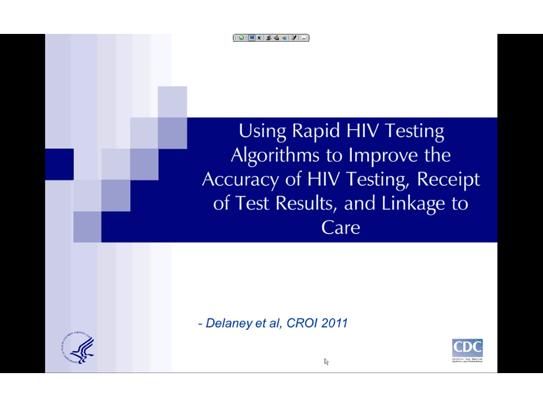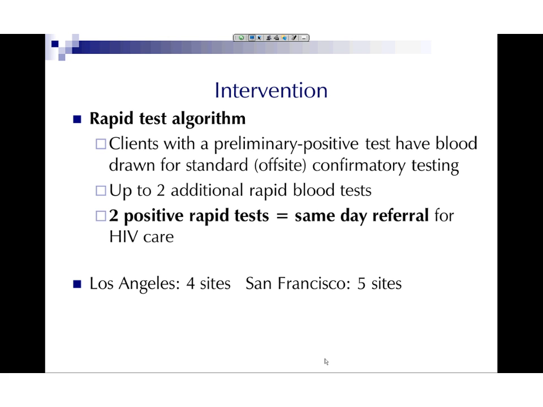But in this algorithm study, the intervention was that clients who had a preliminary positive rapid test had blood drawn for standard confirmatory testing off-site. At that time it was the Western blot. And then they had up to 2 additional rapid blood tests. If the person had 2 positive rapid HIV test results, they received a same-day referral for HIV care.